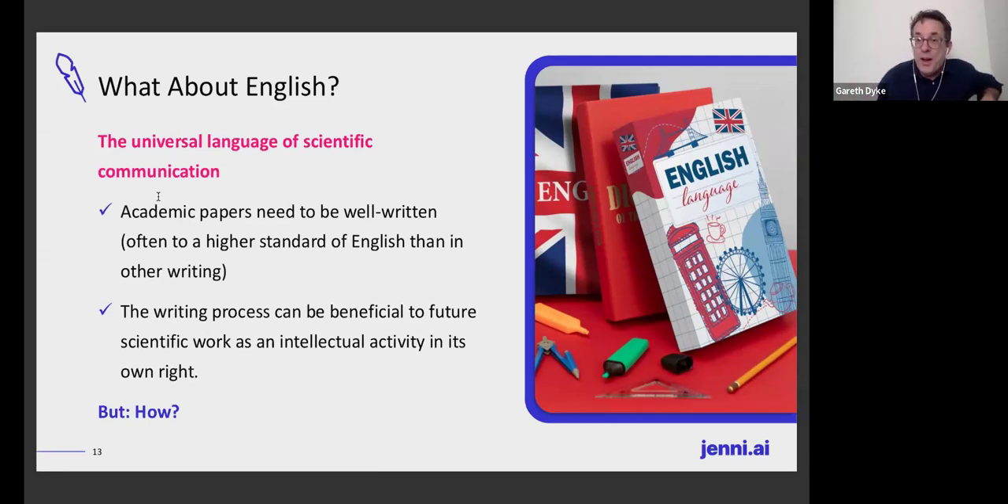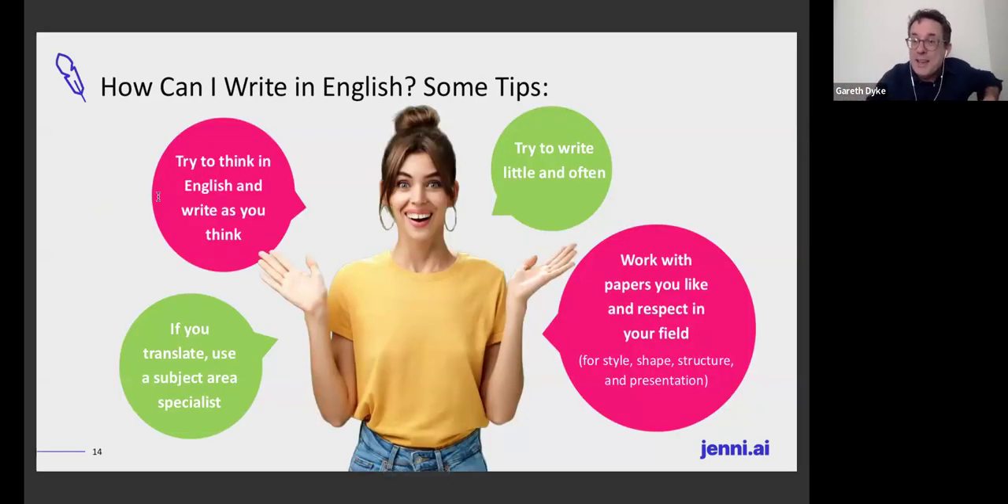One of the goals of our training, one of the goals of this event, is to hopefully show you that the writing process can be fun. The writing process can be beneficial in its own right. The question, of course, is how. We're going to give you tips. We're going to show you in a moment how you can use the Jenni.ai tool to accelerate your writing, 40 minutes rather than 4 weeks to put together an academic article.